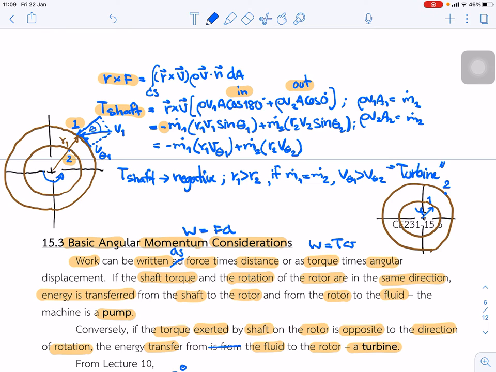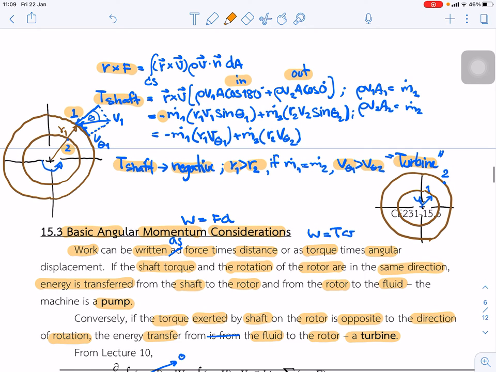For this case, we can say that T shaft is negative because R1 is greater than R2, and if the mass flow rate is equal, V theta 1 is greater than V theta 2. So in this case, it's a turbine, and we get a negative torque. In the case of a pump, we expect T shaft to be positive.